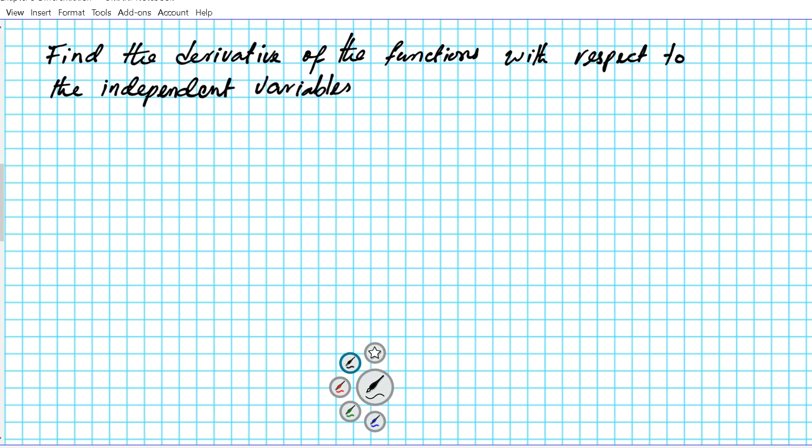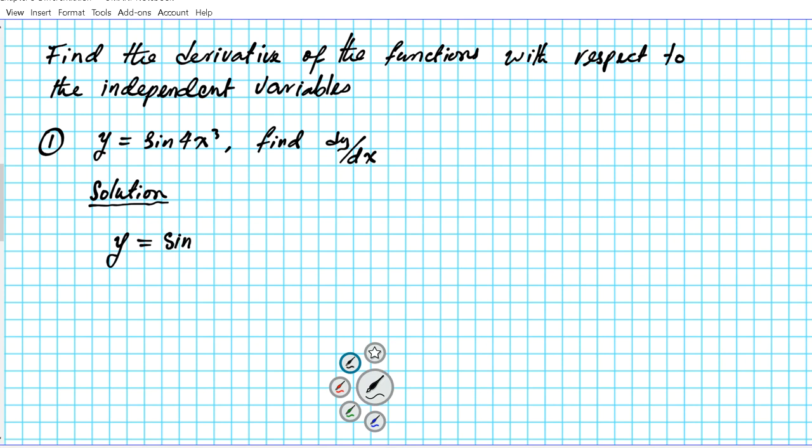All right, so for question number 1, let's say we have a function y is equal to sine 4x to the third, and we're to find dy dx. If you take a look at what we have here, you notice that we have a composite function. I'm going to color code this so you can see what's going on. y is equal to sine composed with the cubic monomial 4x to the third. So to find the derivative, we're going to use the chain rule.